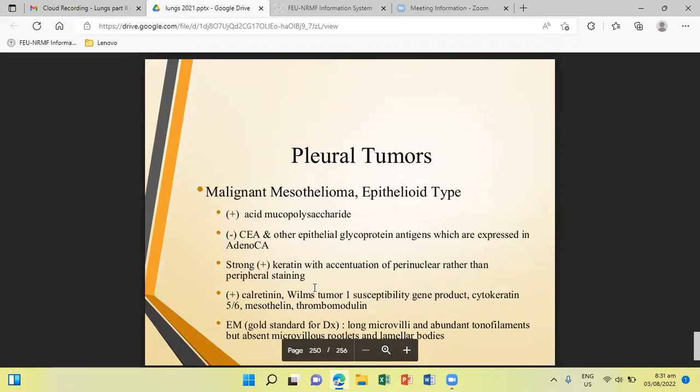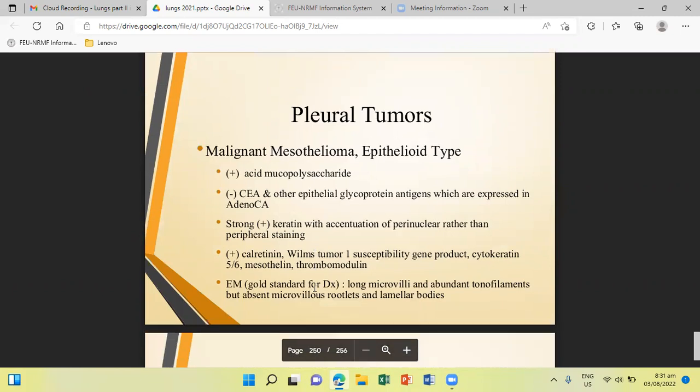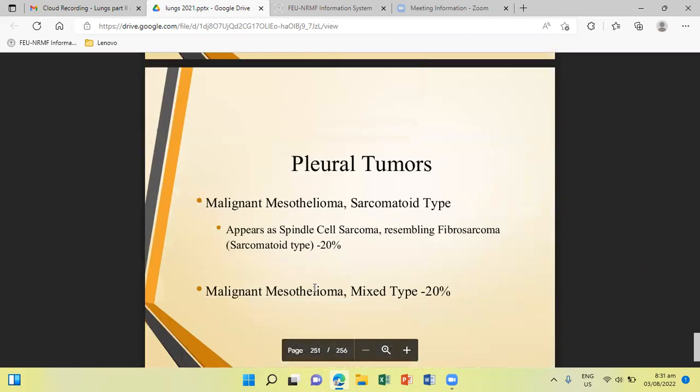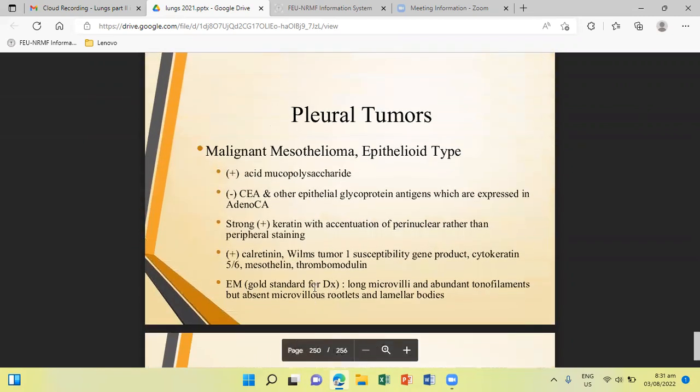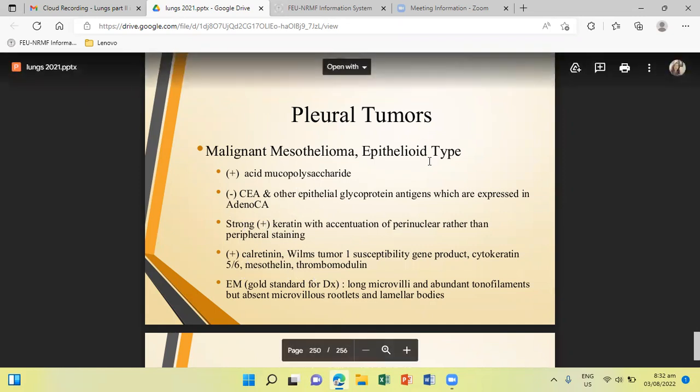So the next question is, is this the epithelioid type, or is this the sarcomatoid type? Or do you see both in the same mass, meaning it's the mixed type? So say, for example, it's the epithelioid because it's the more common, as I have said. So your problem now is, am I looking at adenocarcinoma of the lungs or am I looking at a malignant mesothelioma epithelioid type? This slide enumerates what you expect in an epithelioid type of malignant mesothelioma.